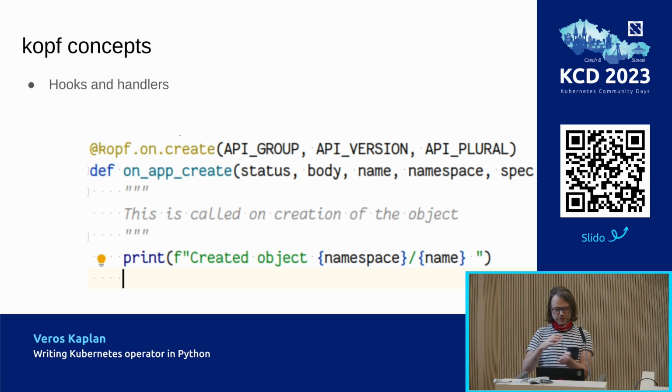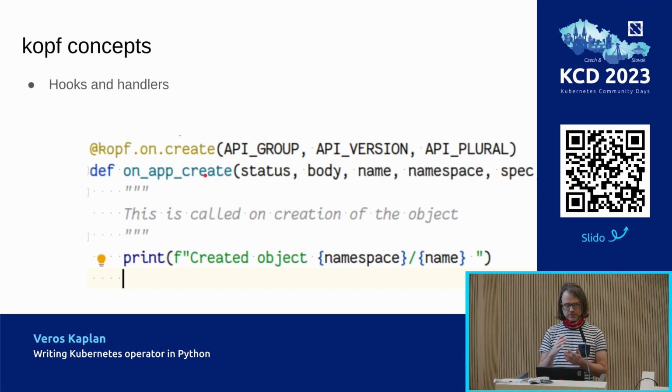For me, at the end of this talk, I will tell you that we created a useful operator in 200 lines of code, which was really impressive to me when I counted that. And I will show how we achieved that. So, the basic Kopf concepts are hooks and handlers.